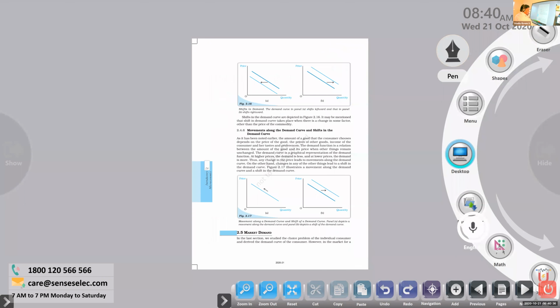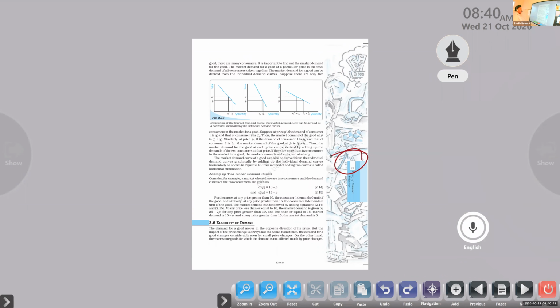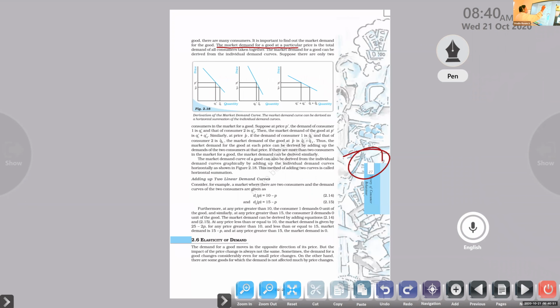You can see here. What do you mean by the term market demand? Just underline this area, page number 27. Market demand means it is important to find out the market demand for the good. The market demand for a good at a particular price is the total demand of all consumers taken together. In a particular good, at a particular price, the total demand of all the consumers is taken together.